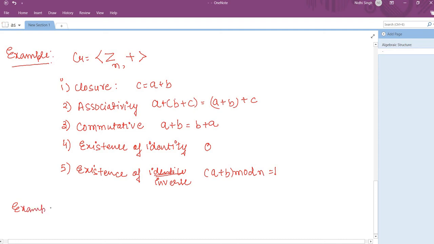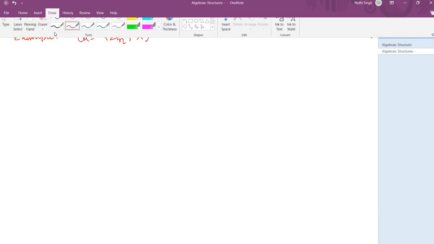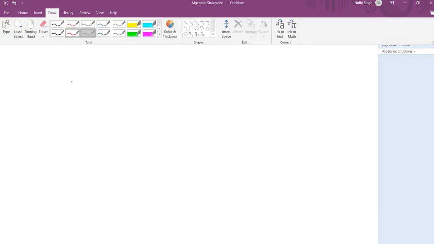Now what about another example? Another example will be a group having the set of residues. We cannot take the set of residues directly, so we have to take only those elements having a multiplicative inverse, in order to satisfy the inverse property. And my operation is multiplication. So we have to find out whether this group is a commutative group or not, checking all 5 properties one by one.